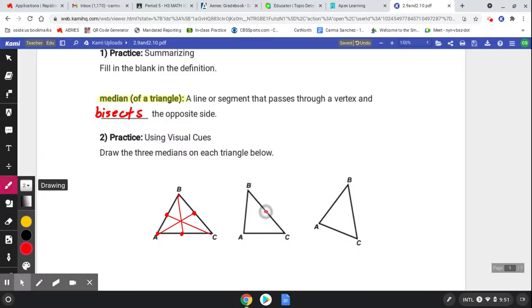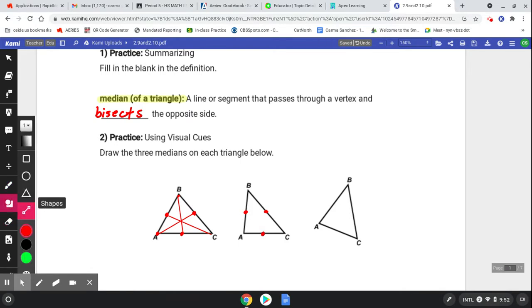Let's do the same thing over on the other one. Again, if I had to guess where that middle is, maybe somewhere like that. Where's the middle here? Where's the middle here? And then we draw our lines from vertex A to the midpoint, from vertex C to the midpoint, and from vertex B to the midpoint.